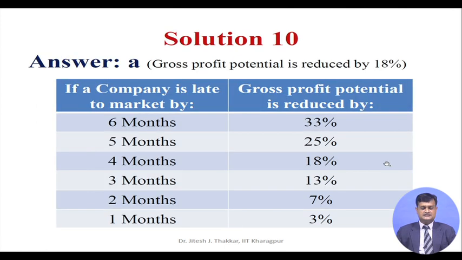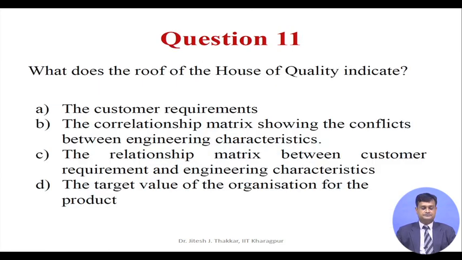You can see the answer A, that is gross profit potential is reduced by 18%, and also you can see the table which basically gives some rule of thumb and tells that what is the profit margin that you will sacrifice if you are late in launching the product.